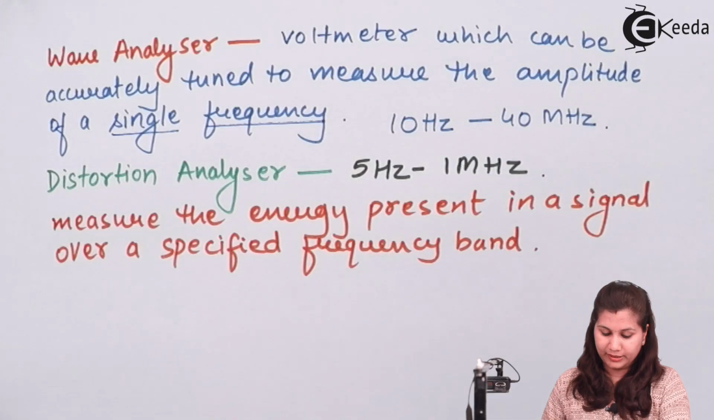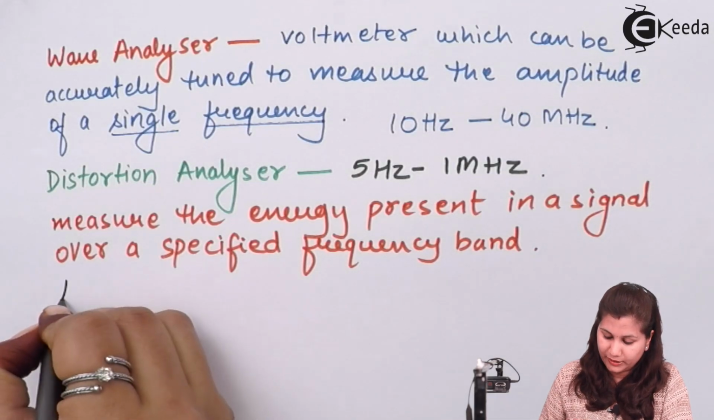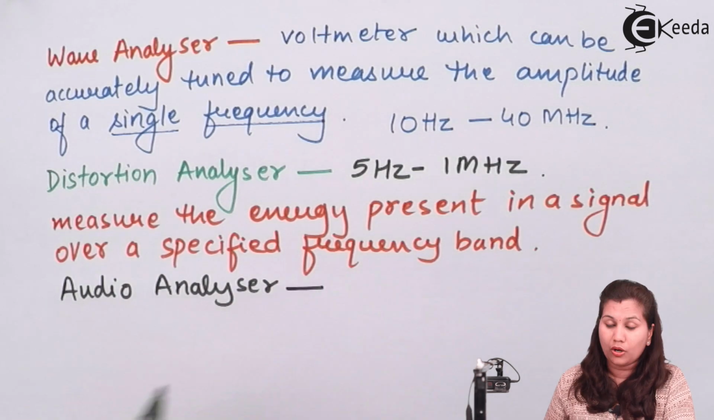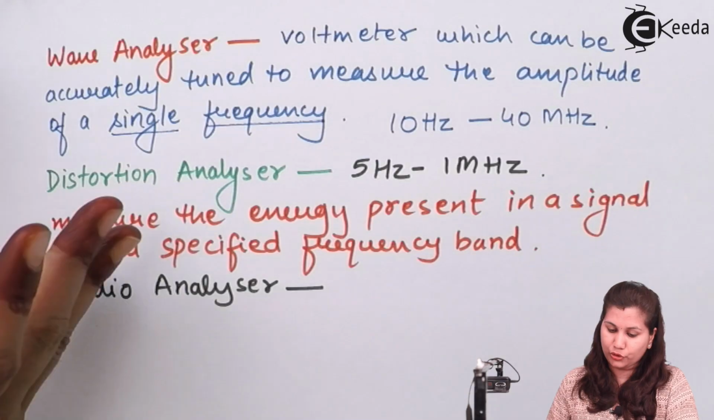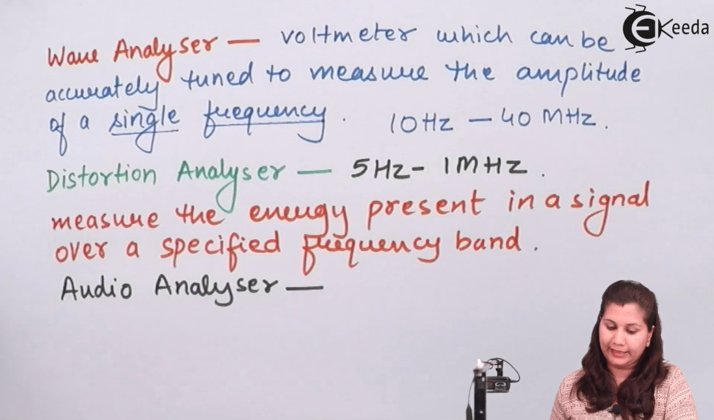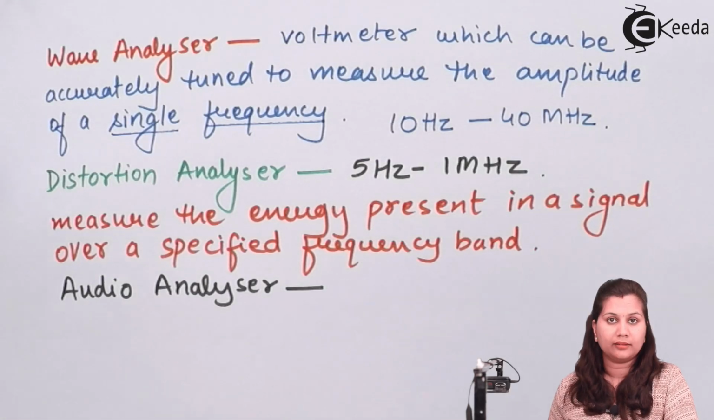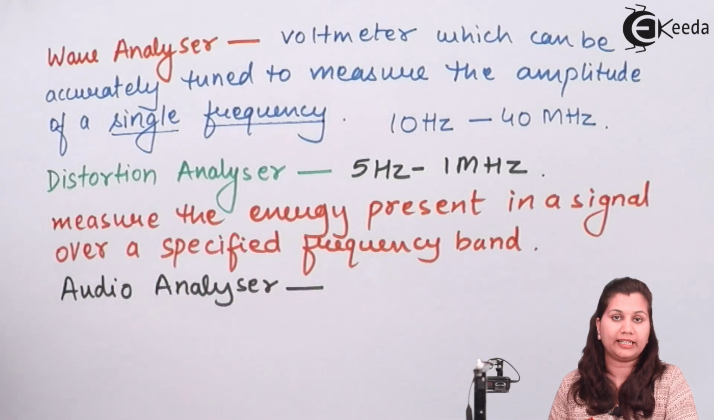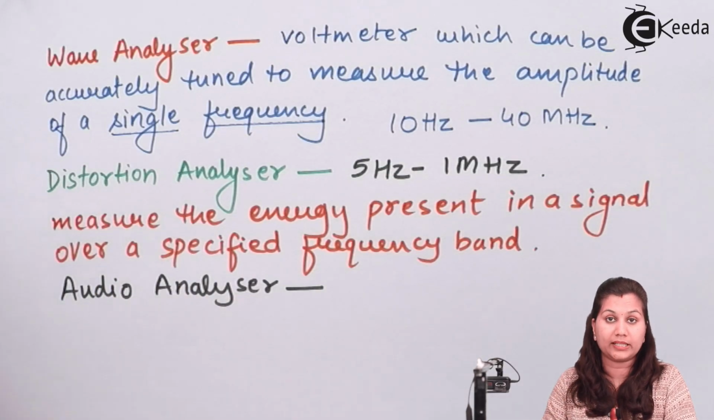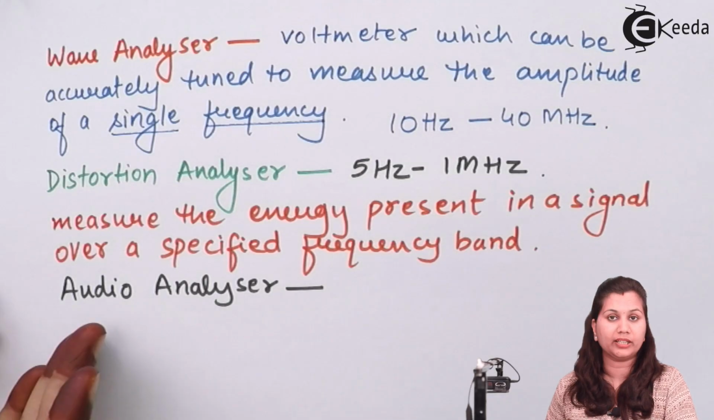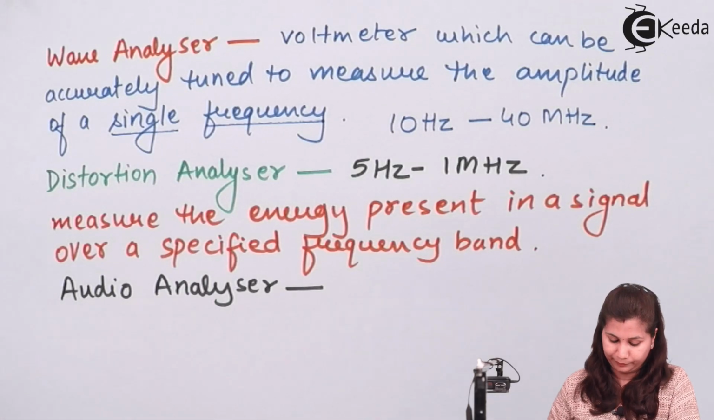Now the next type of signal analysis instrument is the audio analyzer. Audio analyzer is just like the distortion analyzer, but it measures additional features also, like the noise present in the signal. In the distortion analyzer we get an indication about the harmonics present. Now if some noise, disturbances and spurious signals are also present in the signal, then that can also be measured with the help of the audio analyzer.